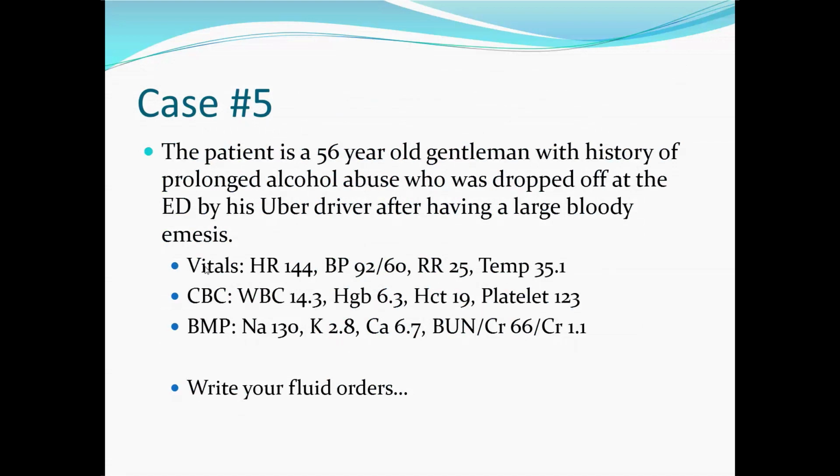All right, this next one, patient's a 56-year-old gentleman with prolonged alcohol abuse who was dropped off at the ED by his Uber driver because he threw up a bunch of blood in the back seat. And he's tachycardic, hypotensive, or at least borderline blood pressure, tachypneic, and hypothermic. Had a little bit of a leukocytosis, and his hemoglobin's 6, and his platelets are a little low too. Metabolic panel shows a little bit hyponatremic and hypokalemic and hypocalcemic, and he's got some elevated BUN, presumably due to his GI bleed.